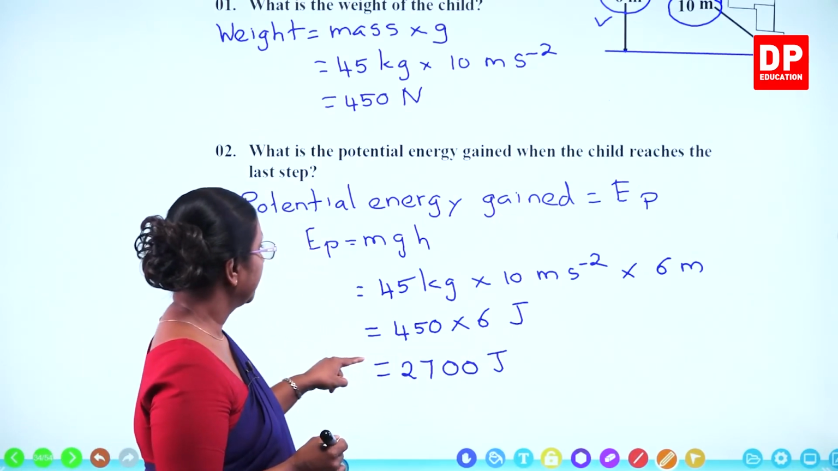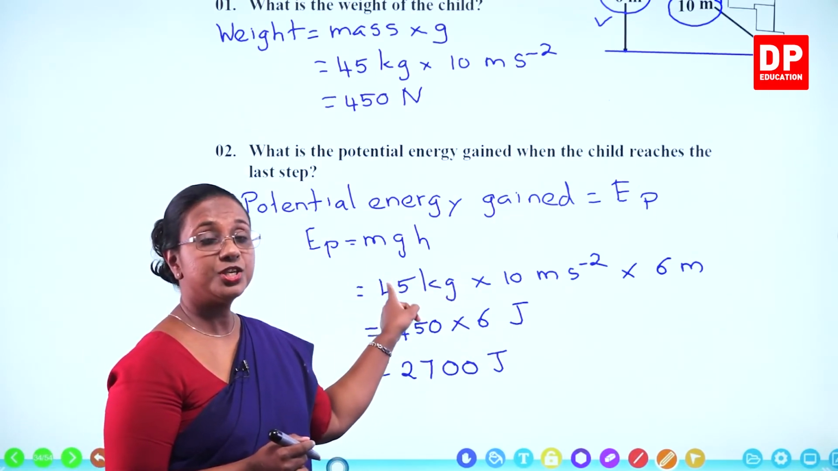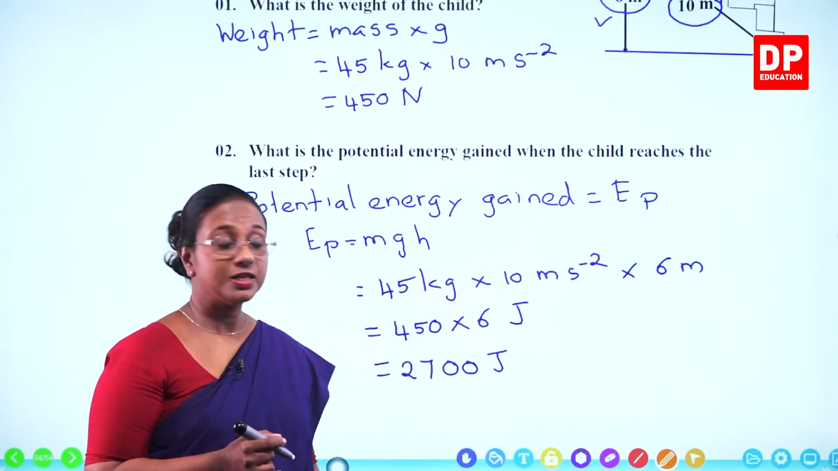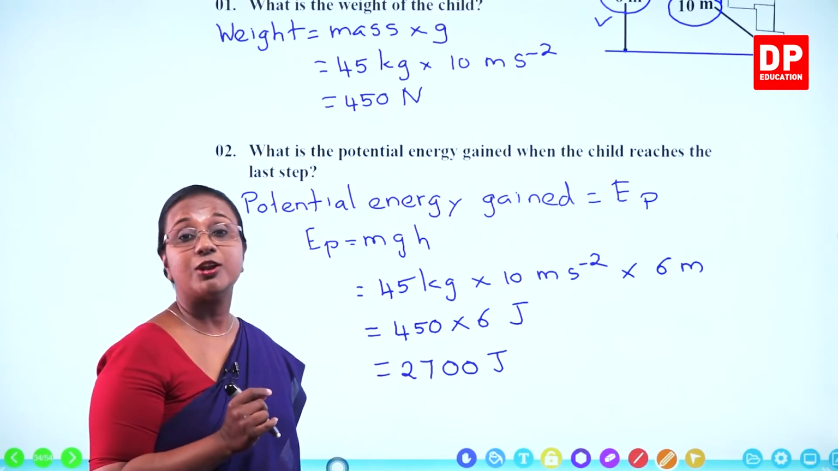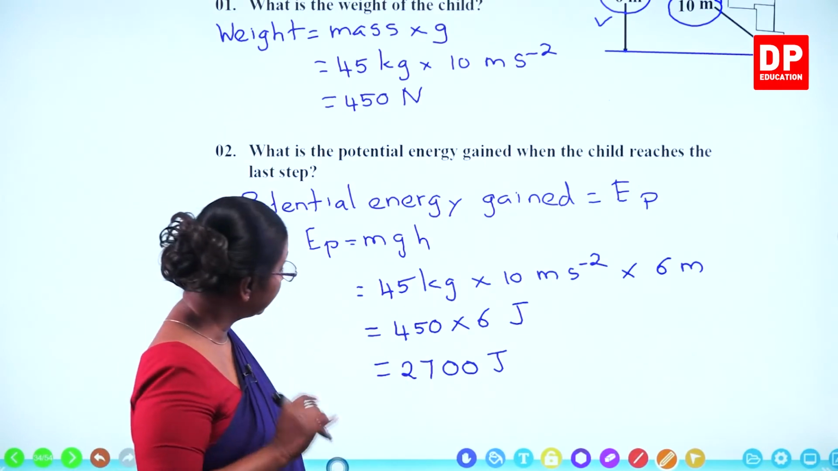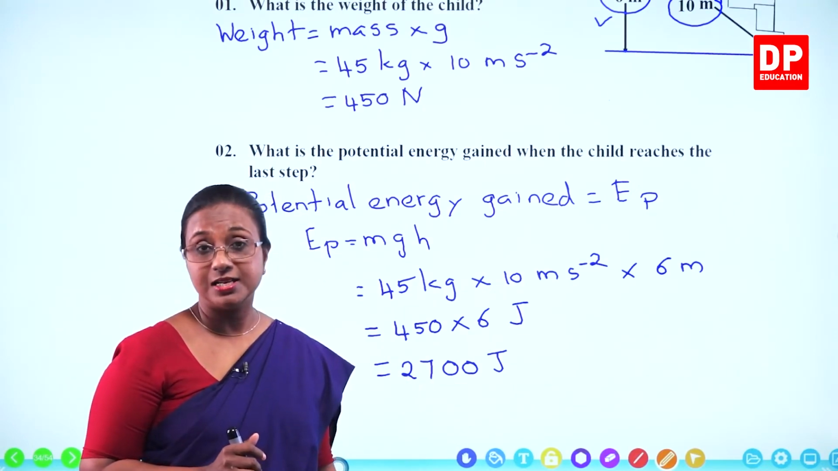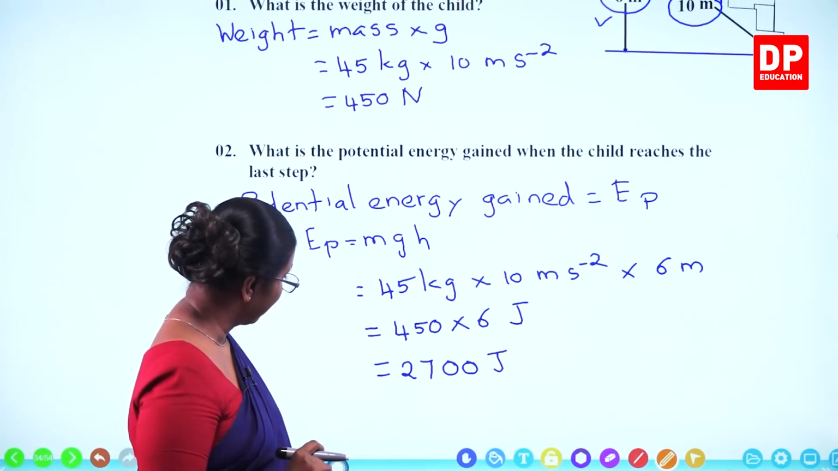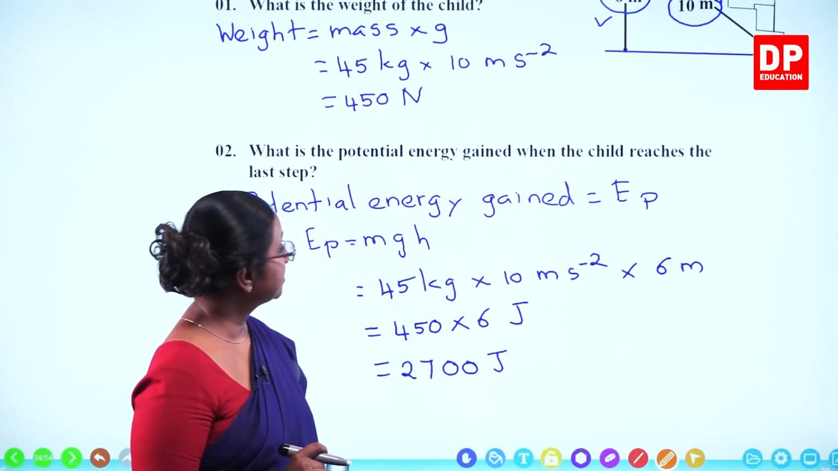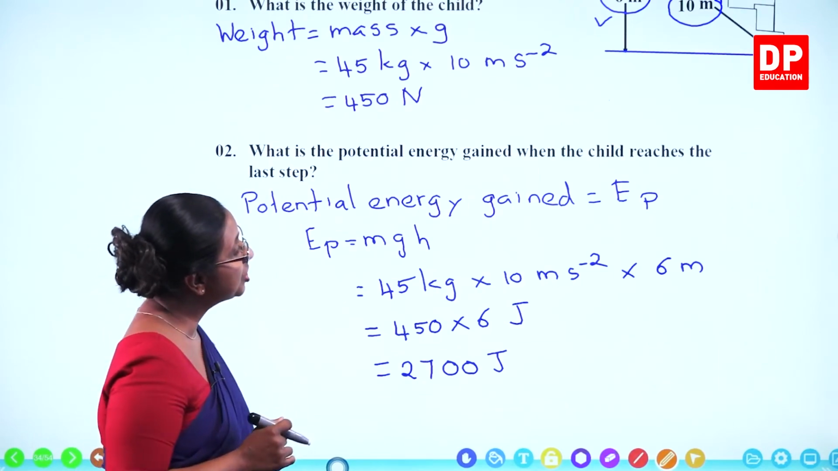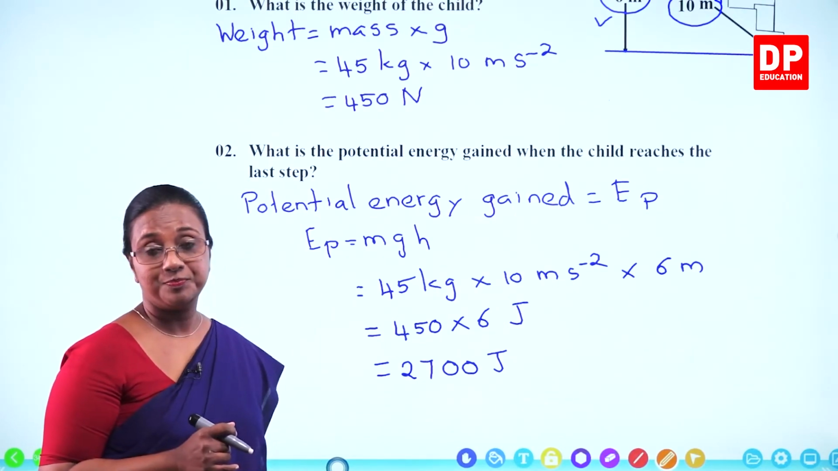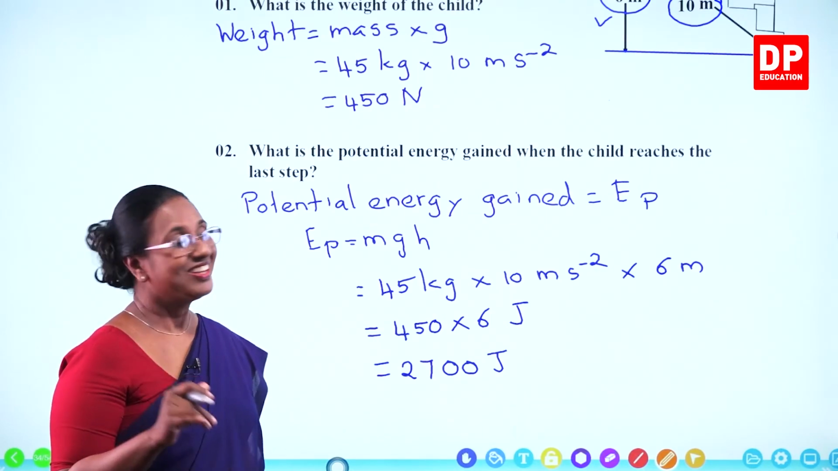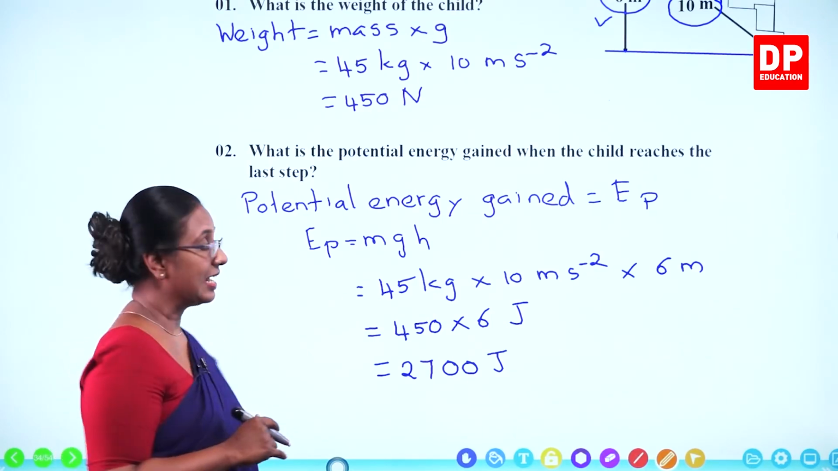If you don't write this equation, if you write potential energy as work done, you can directly write this step. We have done that in one of the previous questions. Either way, you will get the same answer. I'm sure you all remember that clearly. So 2700 joules is the potential energy gained when the child reaches the last step. Is that clear, students? So then we'll move on to the next slide.